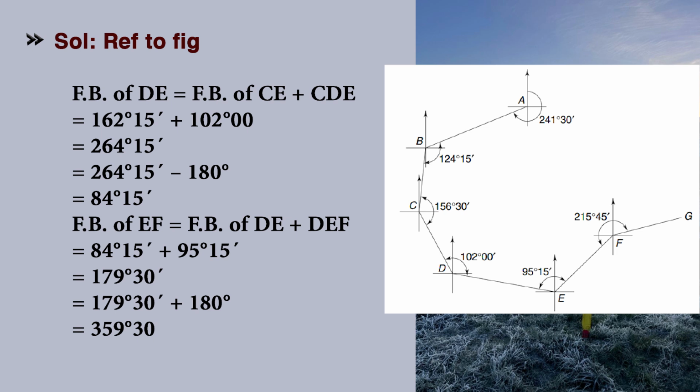Forebearing of EF will be forebearing of DE plus the angle DEF. Forebearing of DE is given as 84 degree 15 minutes, and the angle DEF has been given as 95 degree 15 minutes. Adding both we will get 179 degree 30 minutes. Since it is less than 180 degree, we have to add 180 degree to it to find the final answer, which will result in 359 degree 30 minutes. So, the forebearing of EF is 359 degree 30 minutes.